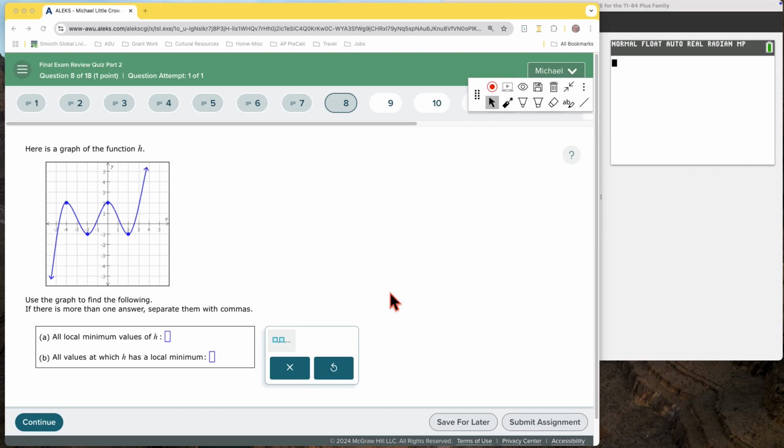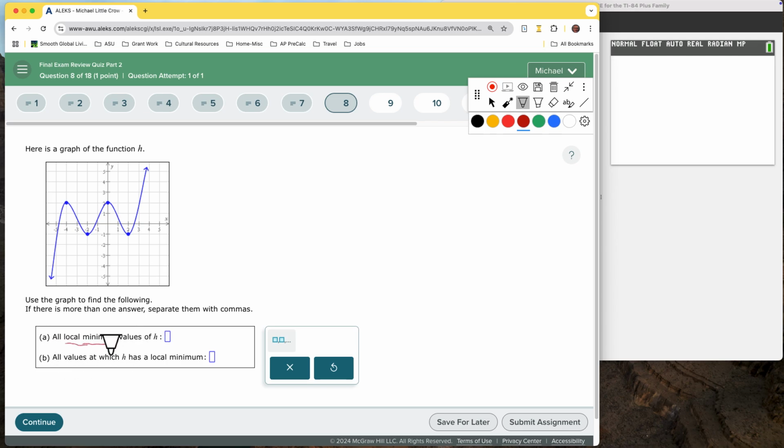Question 8. What we got going on here? Let's take a look. So we're given a graph, I can see that. And we're asked, here's the question, if there is more than one answer, so okay, what do we want? Use the graph to find the following. What do we want to find? Oh, here it is. They want the minimum values, local minimums.